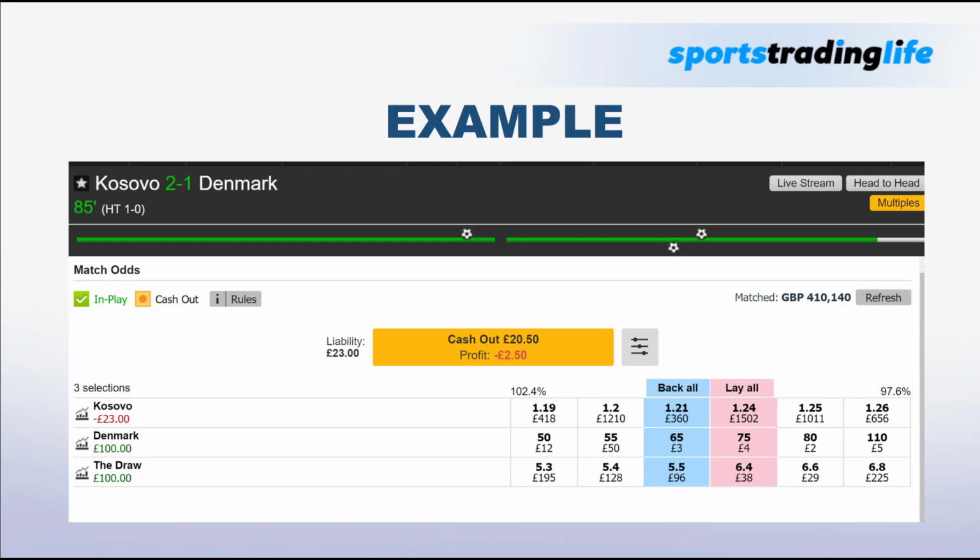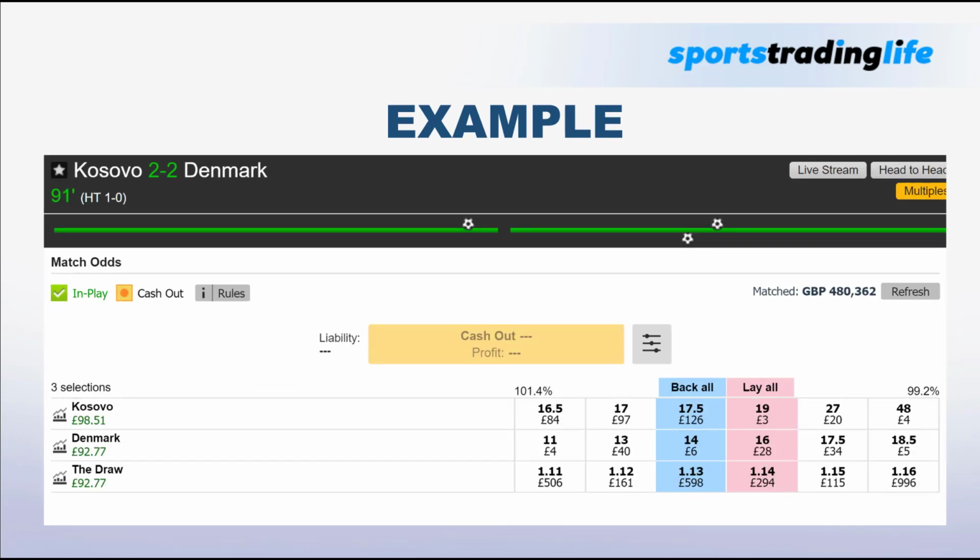But here's a match. It was Kosovo against Denmark. We got Kosovo leading here 2-1 against Denmark. We've got reason to believe that Kosovo are going to concede an equaliser. It's the 85th minute of the match. We lay Kosovo here. £100 stake is £23 of risk in the market. And so we've laid them, and then in injury time, they have conceded an equaliser and it's gone to 2-2. And then we've locked in a profit across all the outcomes.